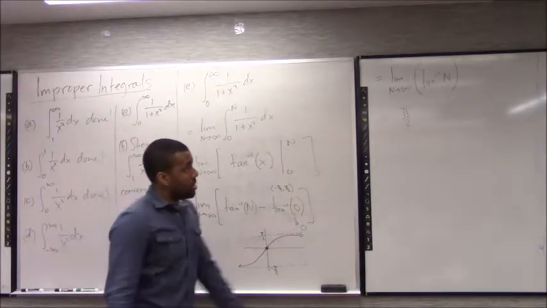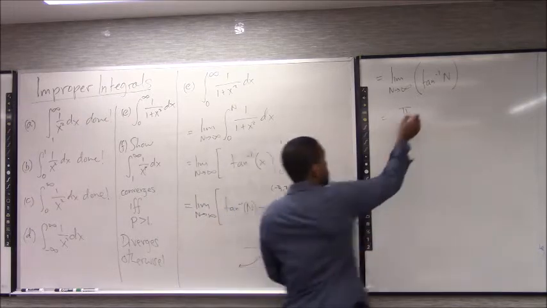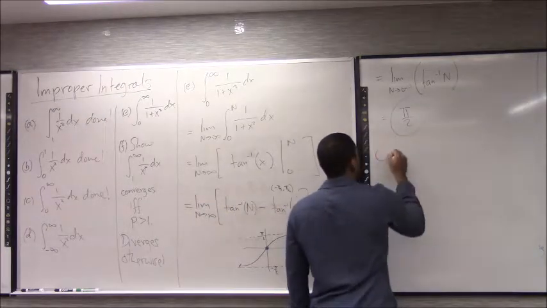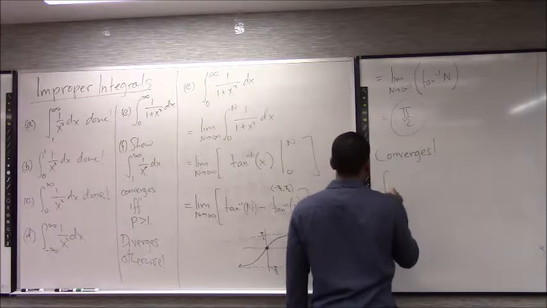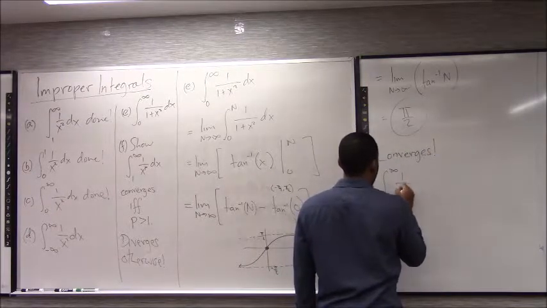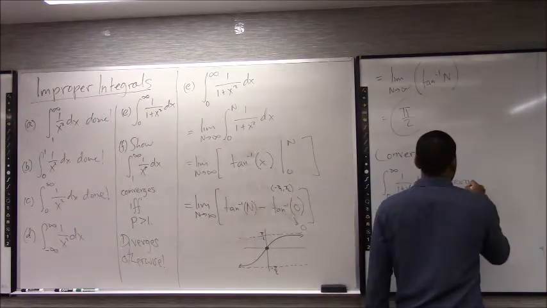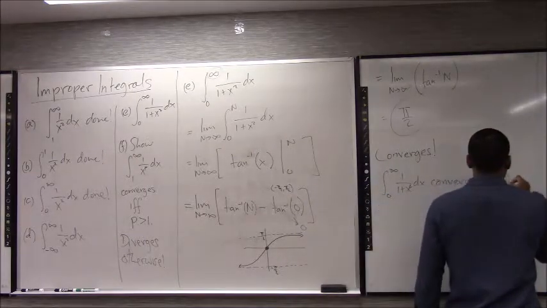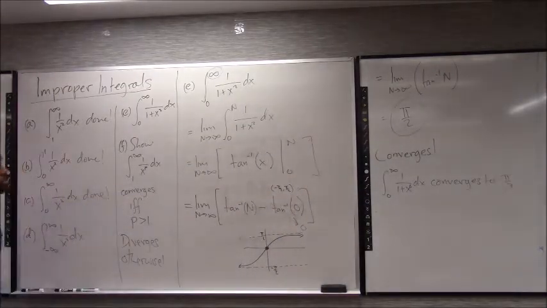Another common thing to ask for tan inverse, of course, is as you approach negative infinity. So this is pi over 2, and so it converges. So we can say the integral from 0 to infinity of 1 over 1 plus x squared dx converges to pi over 2. That's the area under the function.